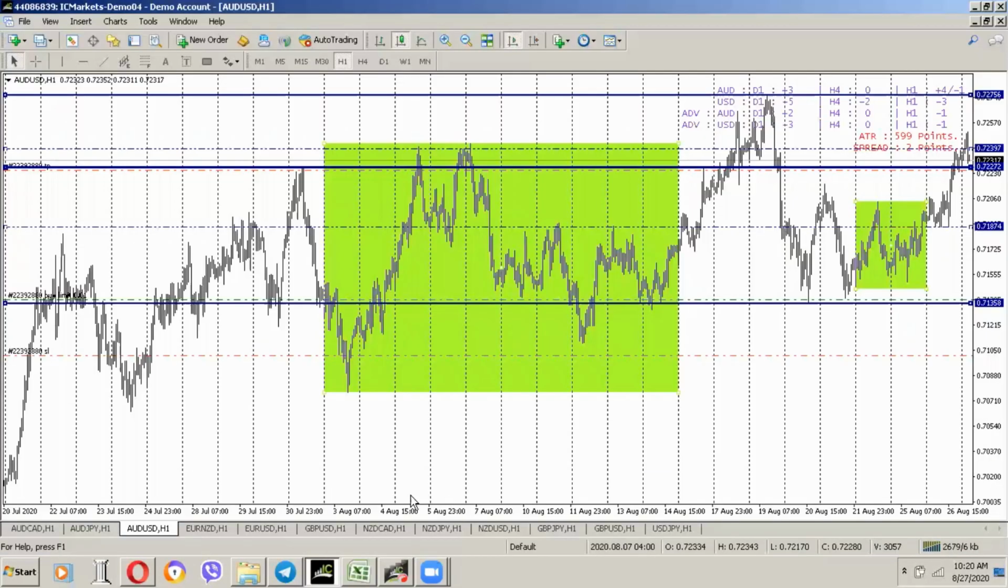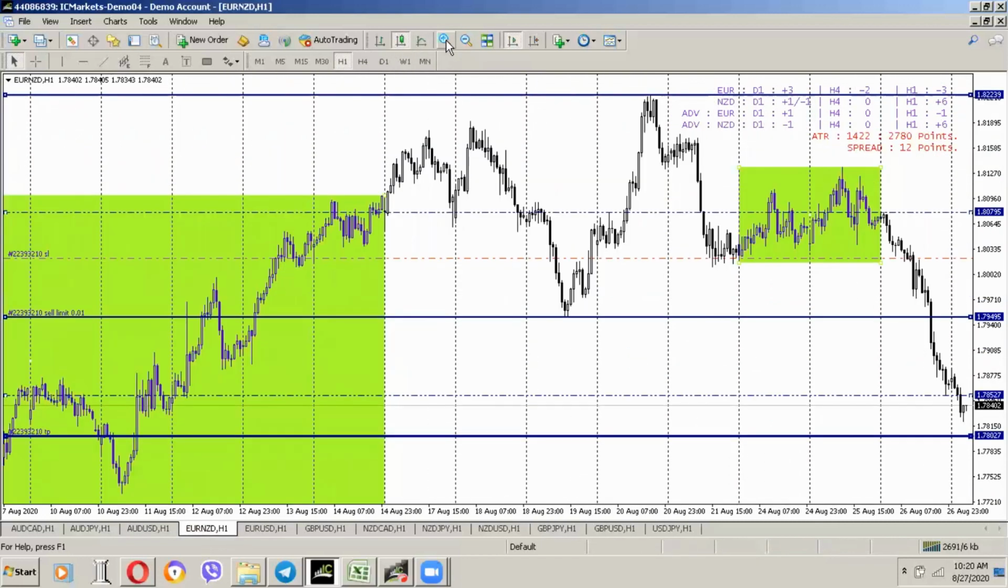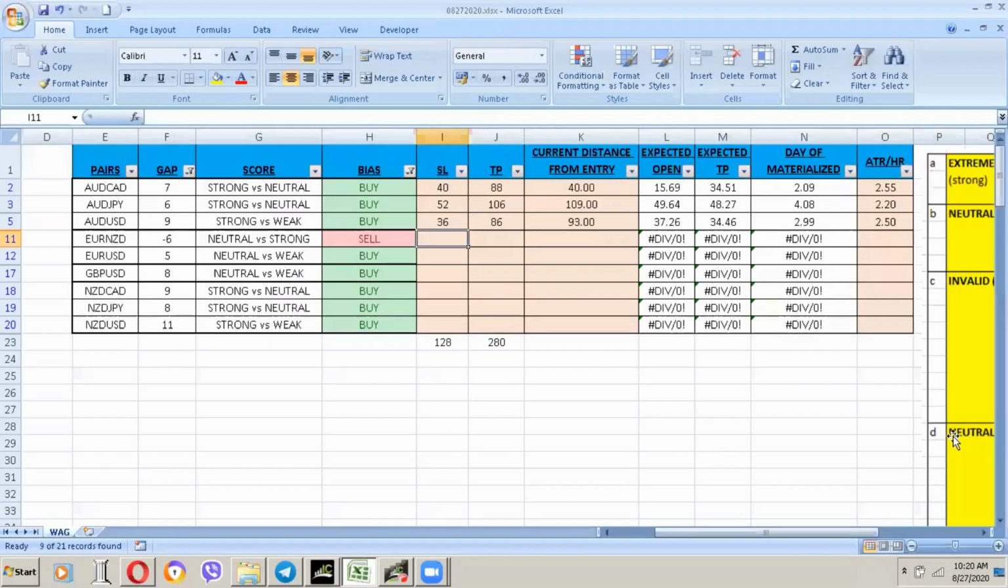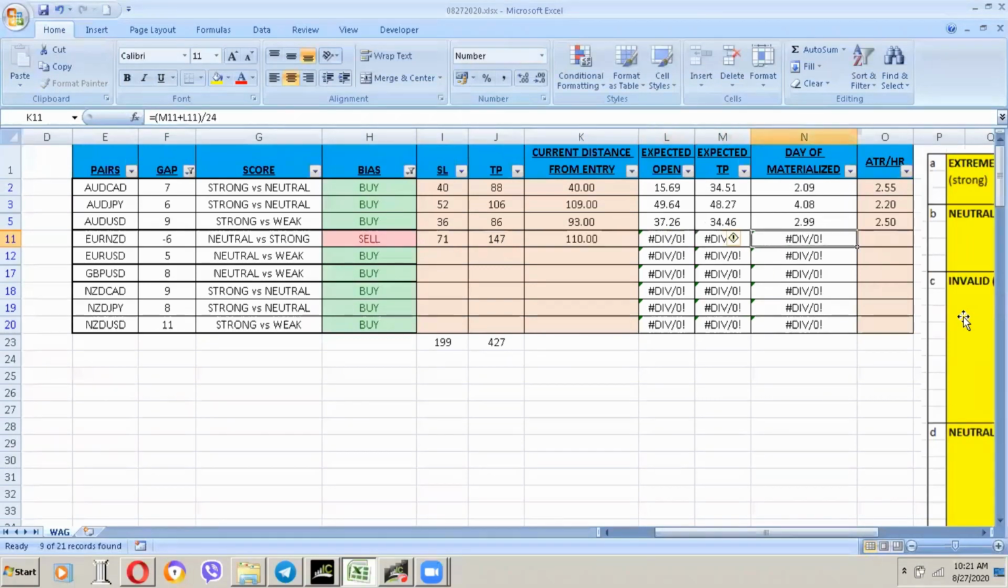So next, we have your NZD. So sell bias for your NZD. Sell bias siya, maganda siya kanina sana for G1 intraday. But since hindi ako nakapag-execute, dito na lang yung entry ko for pullback play. And then SL, we have 71. TP is 147. Then current distance from entry, we have 110. ATR per hour, we have 142.